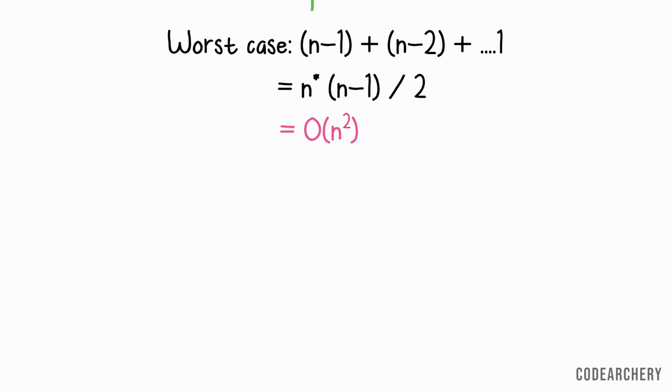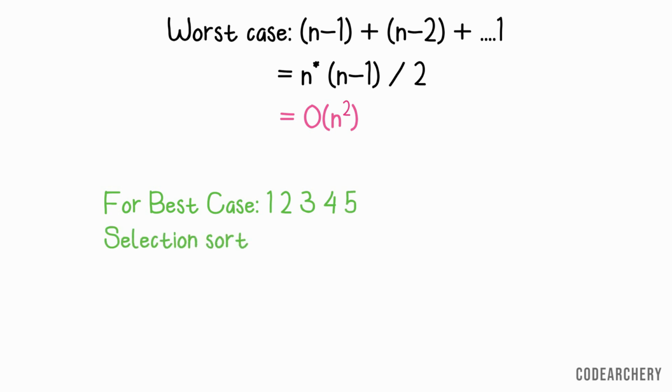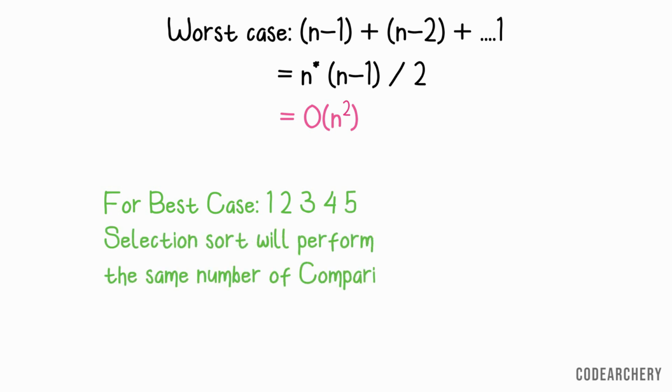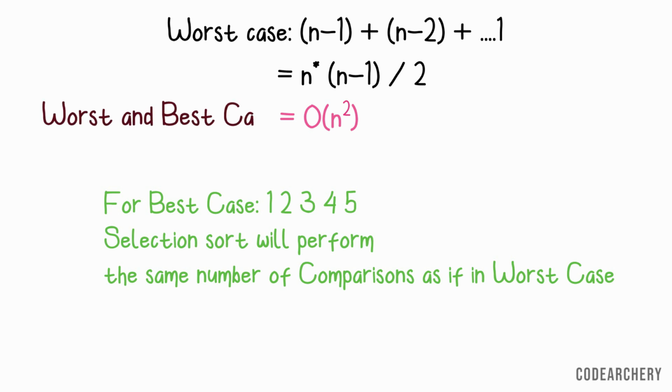For the best case scenario, I mean for sorted input, selection sort will perform the same number of comparisons. So even for the best case scenario, the time complexity of selection sort is going to be O(n^2).